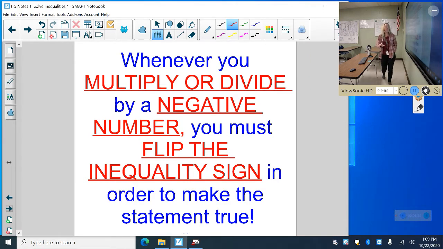Now, one thing you have to remember, whenever you multiply or divide by a negative number, you must flip the inequality sign in order to make the statement true. And I'll show you what that means. But that is a very common mistake when students solve inequalities, is they forget this rule while solving. So I'll show you an example of that in a little bit.